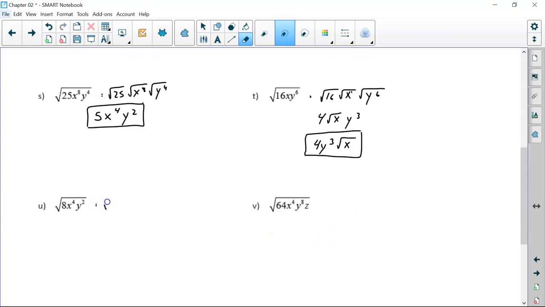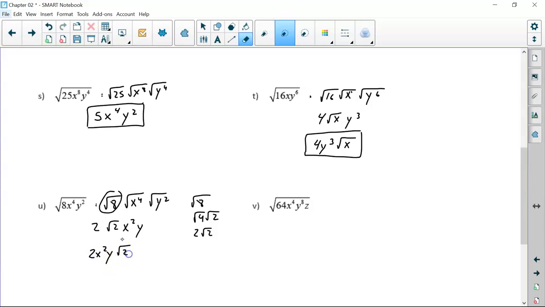Now for u, we're doing the same thing. The square root of 8, square root of x to the 4th, and the square root of y squared. Now, we can't take the square root of 8, but we can take the square root of x to the 4th, which would be x squared, and the square root of y squared would be y. Now, the square root of 8, I'm just going to do this off to the side. We can simplify it. It's the square root of 4 times the square root of 2. The square root of 4 is 2, and then we're left with square root of 2. So we'd write that as 2x squared y times the square root of 2. That's what our simplified answer would look like.